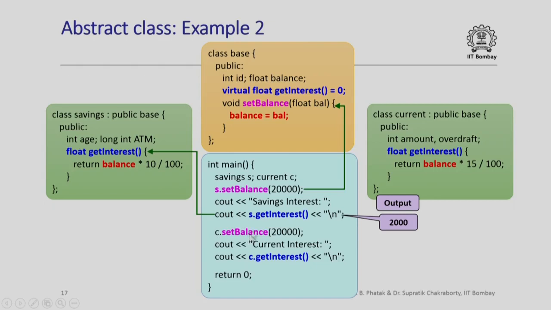Similarly, c dot set balance, c being an object of the class current which is derived from the class base, and set balance being a non-virtual function in the base class, c dot set balance will again invoke this, and so now the data member balance of the object c is going to be set to 20,000, and then when I call c dot get interest, because get interest is a pure virtual function of the class base, c dot get interest will invoke the get interest as defined in the class current, and it will return whatever is returned by this calculation, which in this case turns out to be 3000.